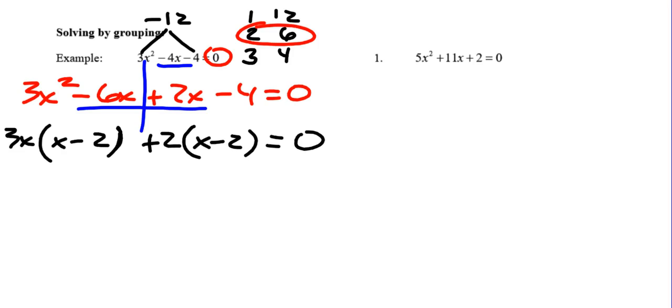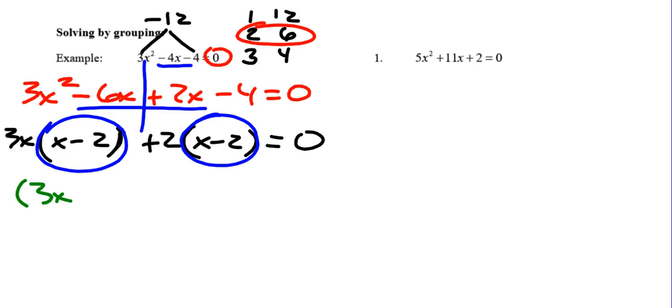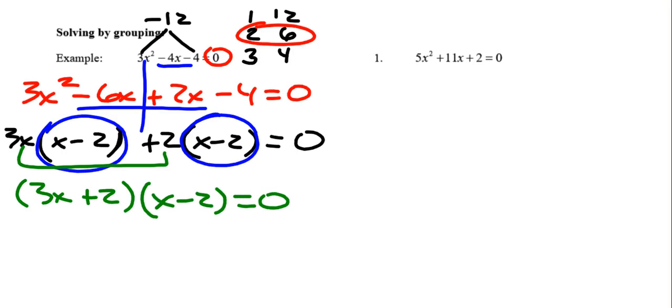So this should always happen. You should always get this same factor in both parts. Otherwise, you did something wrong. So what your factors are, in this case, are 3x plus 2, these two numbers here, and then times x minus 2. Okay, so we factored the equation. But we're not done yet, right?